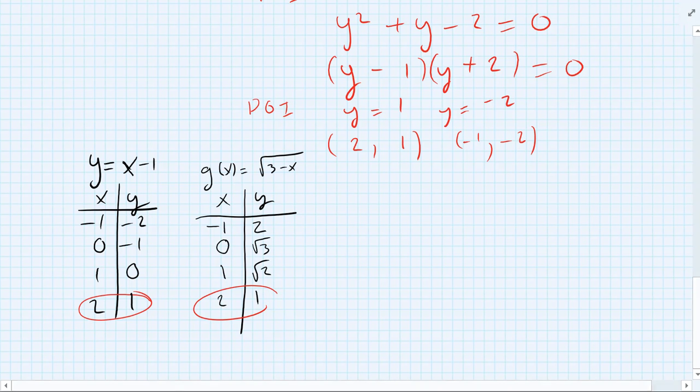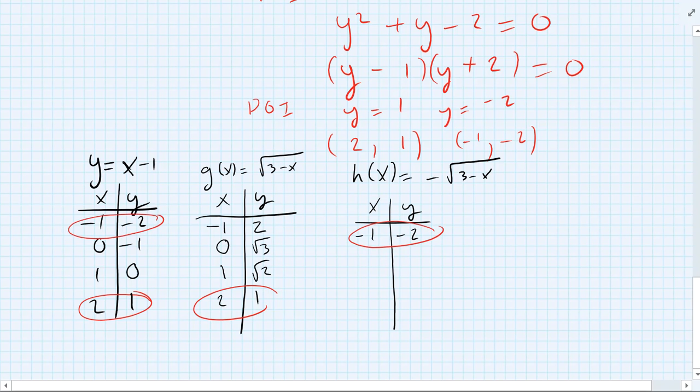Okay. So we're going to do the other one now. This time we have h of x equal to negative square root of 3 minus x. So x's and y's. And some of this is going to be a hot mess. Well, actually, this is fine. So it's negative 1, negative 2. Oh, look. That's another point of intersection. Wow. And then we put in 0. It doesn't work out so nicely. So it's negative square root of 3. We don't care about that. Doesn't help any. This is a negative square root of 2. Oh, look here. If I put in 2, it is a negative 1. Doesn't intersect, but it tells me where the point is.